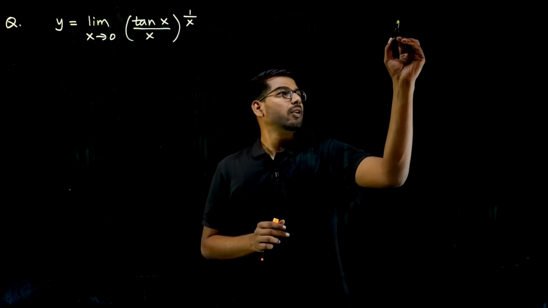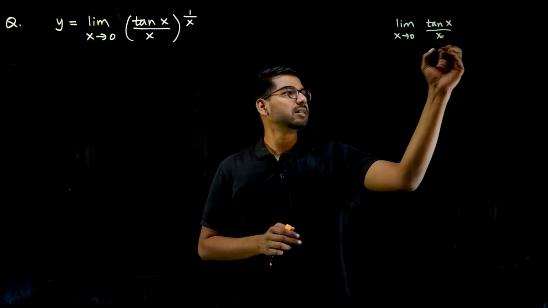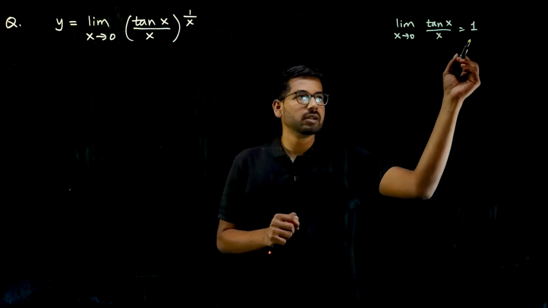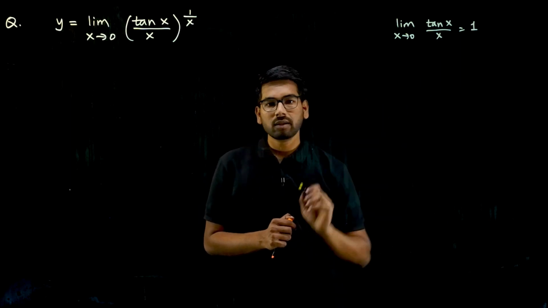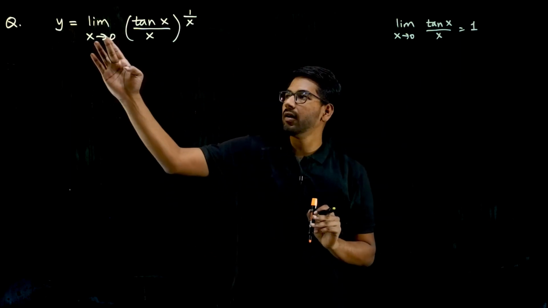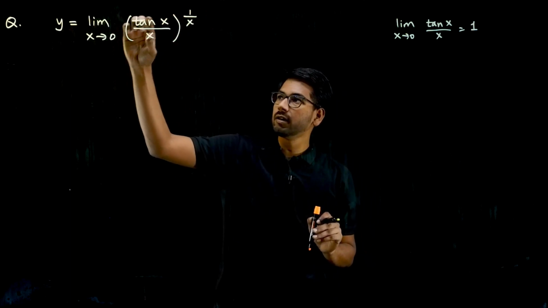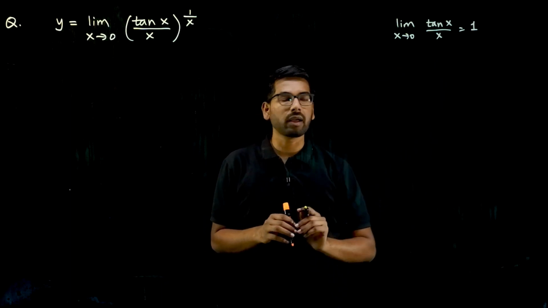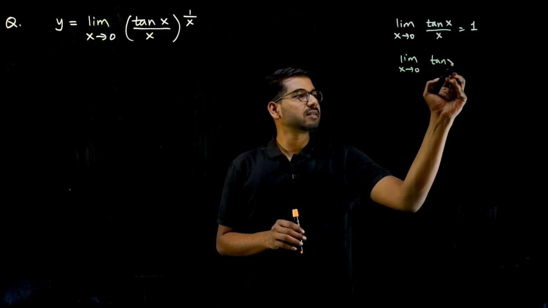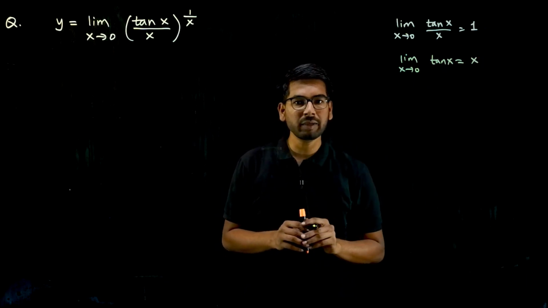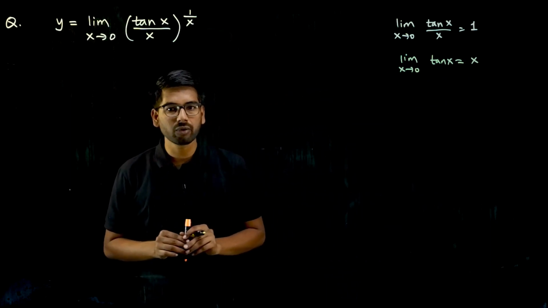If you have the limit as x tends to 0 of tan x by x, this is equal to 1. This is a known solution. This is relevant because we have the limit x tends to 0, tan x by x, and the result of this is 1. So I can rewrite this as: limit x tends to 0, tan x is equal to x. These two are the identities you have to know before we solve this question.